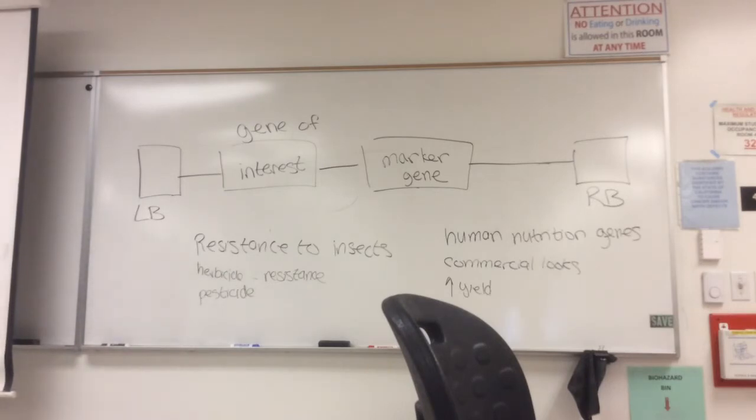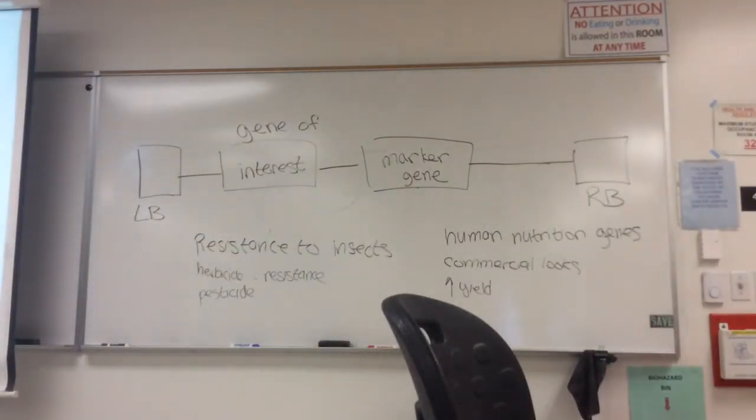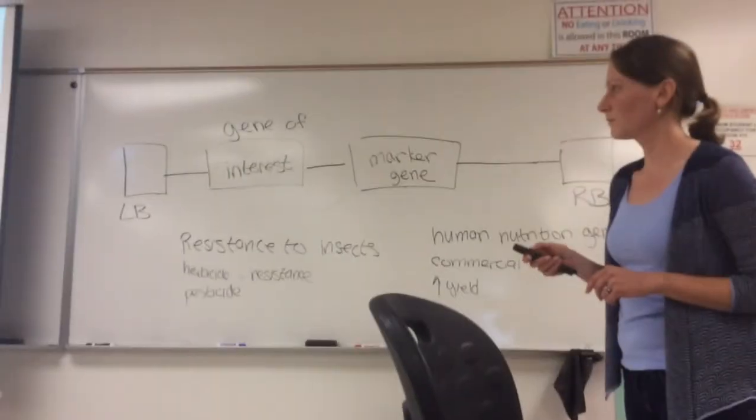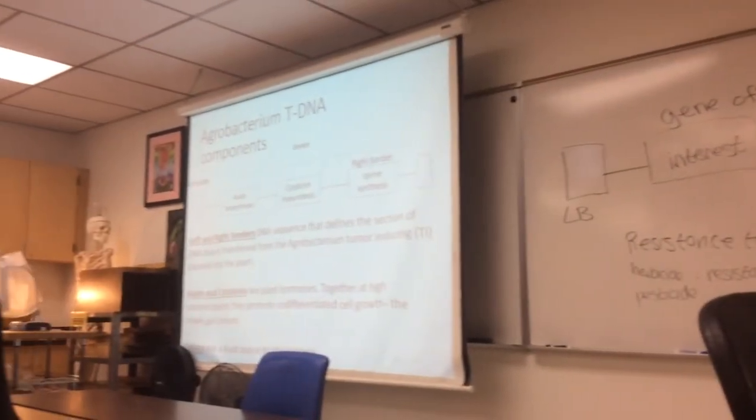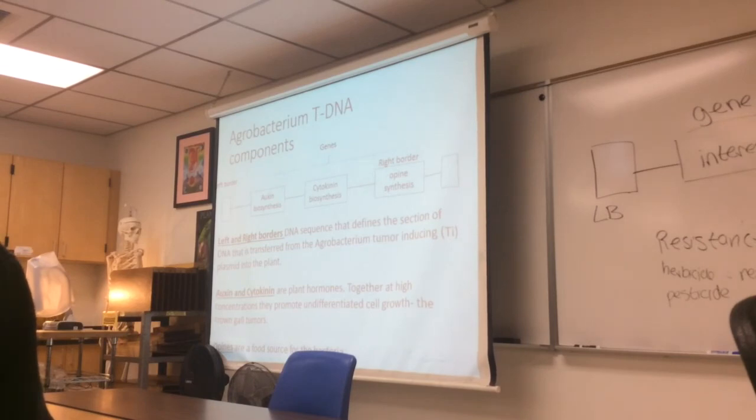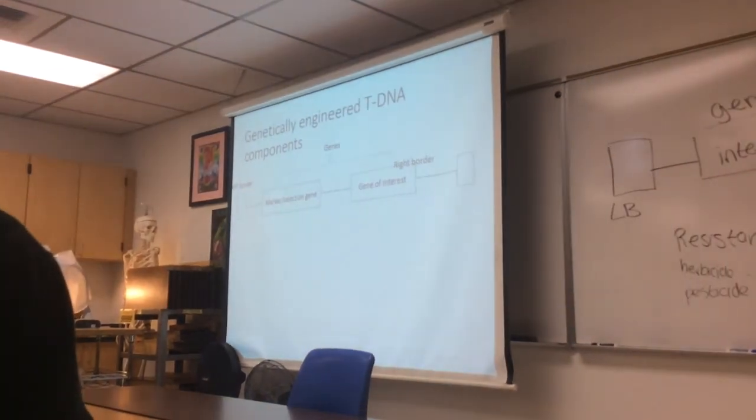So this is exactly what scientists did when they figured out how to use the system. They took that Agrobacterium Ti plasmid, they made a couple of changes between the left and the right border, that T-DNA, the part that gets transformed into the plants, took out the things that they didn't want, and put in the things that they did. There we go.